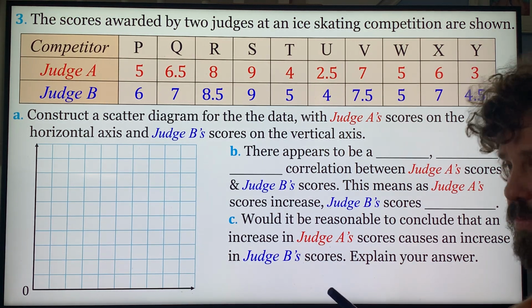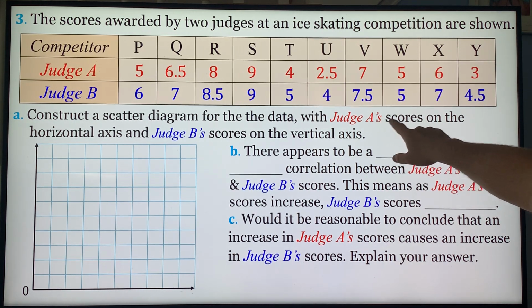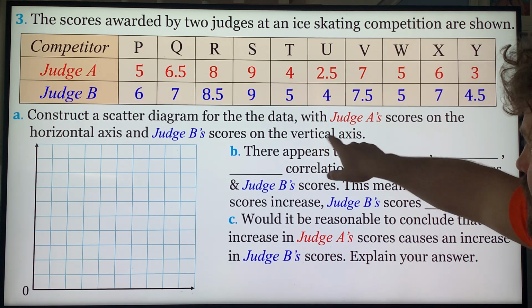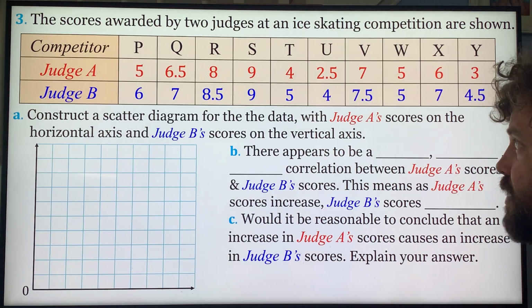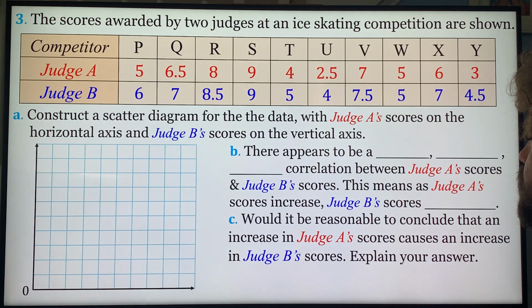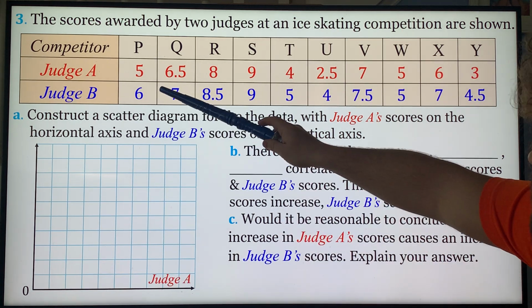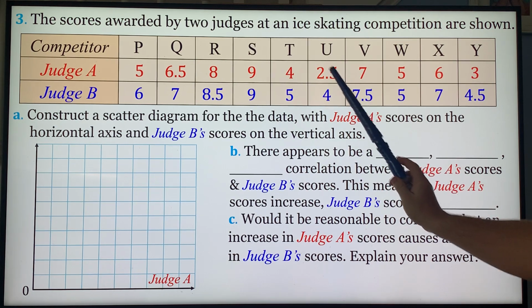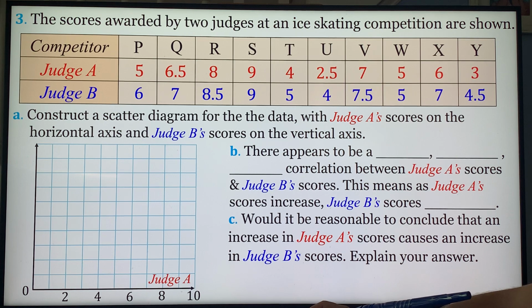Does it matter which axis you put it on? No, but they're telling you where to put them. It says, put judge A score on the horizontal, judge B on the vertical. So label the axes and label your numbers. Okay. Judge A on the horizontal. Let's see, lowest score is 2.5, highest is 8. 1, 2, 3. Okay, so we can go by ones.